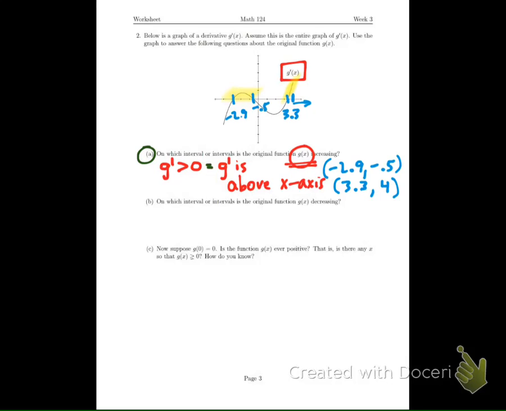So 3.3 to 4 is where g prime is above the x-axis, and we can see here that it's probably going to ask for decreasing now. Yes, so we're asking for when g of x is decreasing. Well, g of x is decreasing when g prime of x is less than 0, or looking at the graph, when g prime is below the x-axis. This is great when you get this, because there's very little work to do. You just look at it.